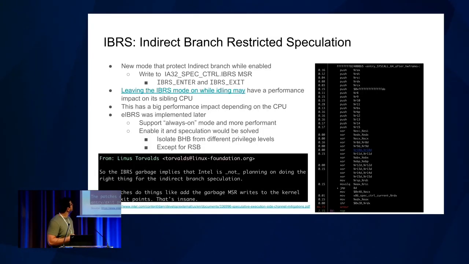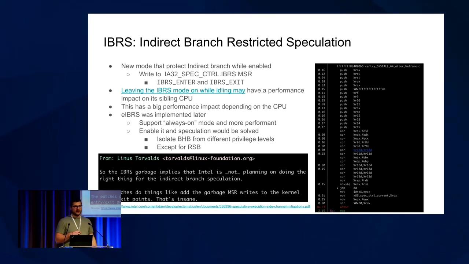The next one is IBRS. That's not a command. That's a CPU mode. So when you enable that, the CPU branch prediction is a little bit more restricted. Okay, it's another MSR, but in this case, you set it as 1 or 0. And usually inside the kernel mode, it is enabled. So the prediction is a little bit more controlled.